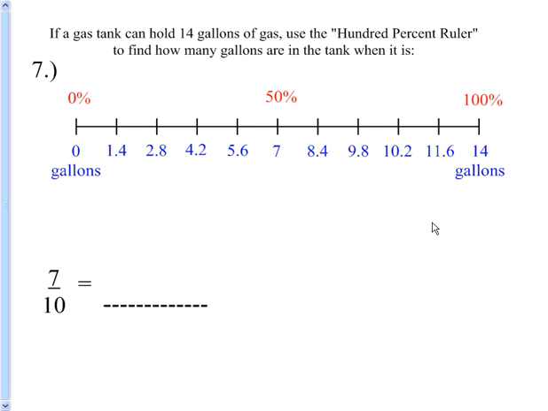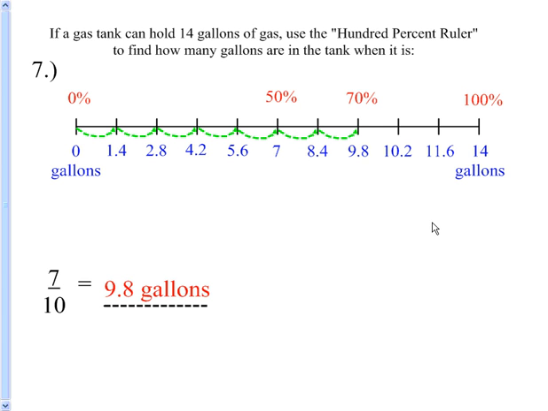And all we need to do now is to count the tenths to complete using the 100% ruler to solve this problem. This is 1/10, 2/10, 3/10, 4/10, 5/10, 6/10, 7/10. That's our 70%. And also the answer then is below. How many gallons of gas are there if the tank is 7/10 or 70% full? The amount of gas is 9 8/10 gallons.